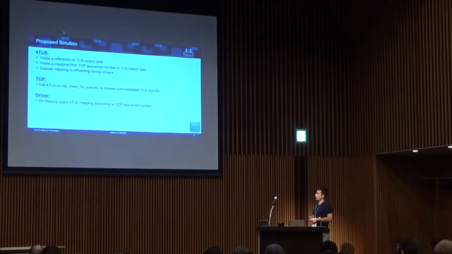From TCP, we require an additional callback used by KTLS. This callback is used to release acknowledged TLS records. So when TCP is releasing memory that has been acknowledged, it goes through an additional call to KTLS, where we check if the record has been acknowledged completely, and then we can release the memory from this record. Finally, the driver will check if a resync is required, and if it is, it will query KTLS to get the required data for the resync flow.